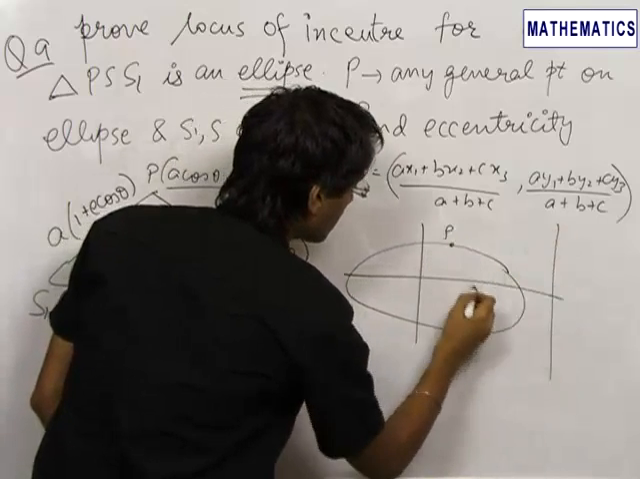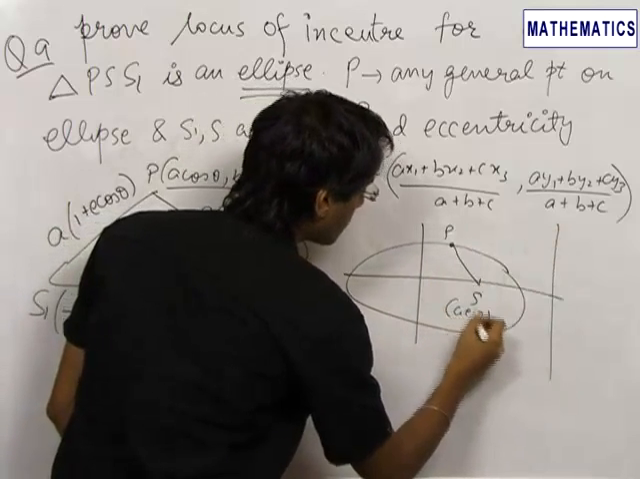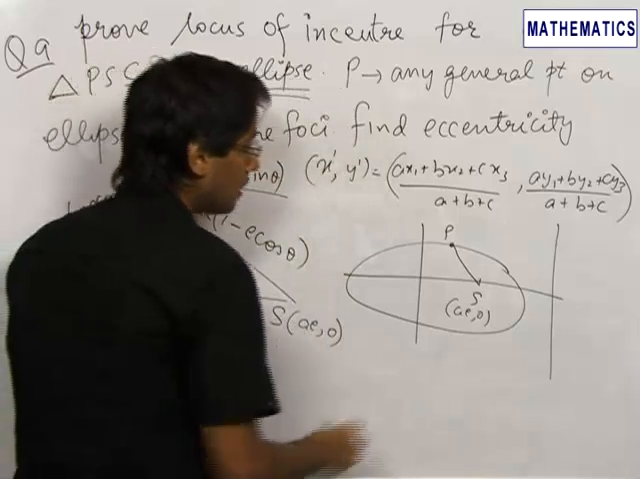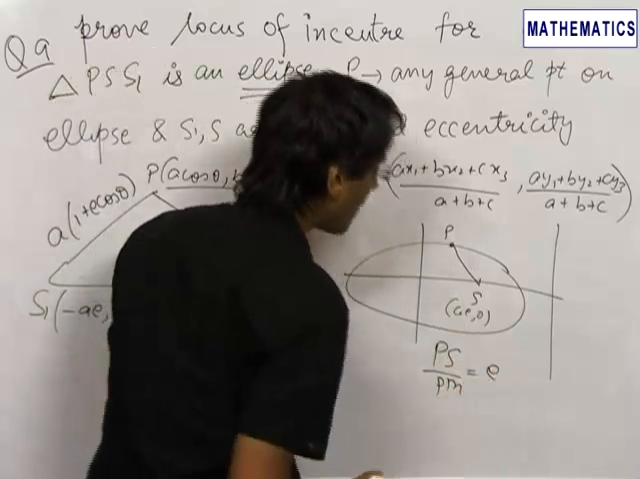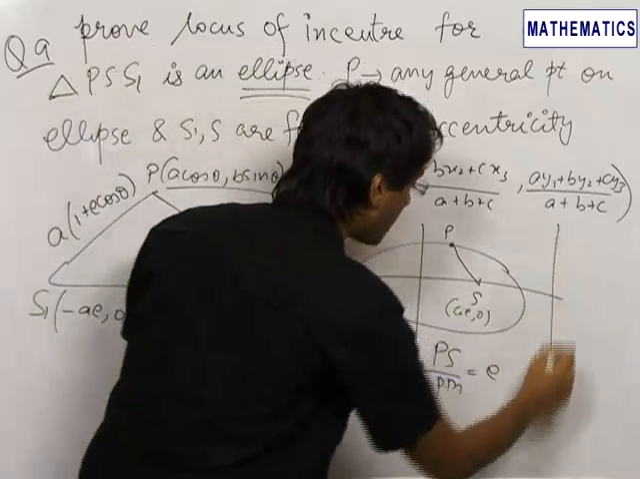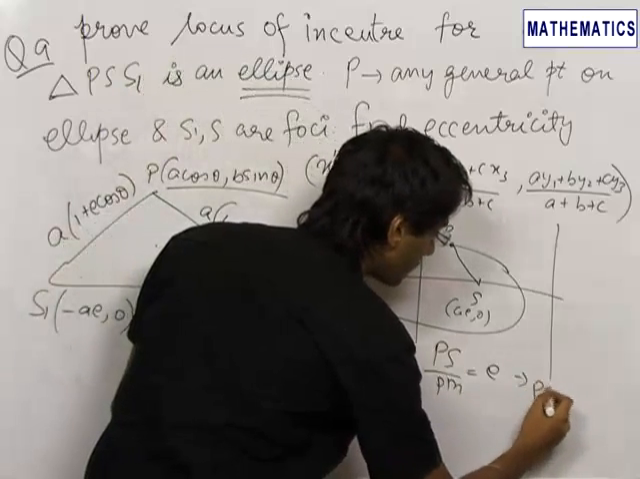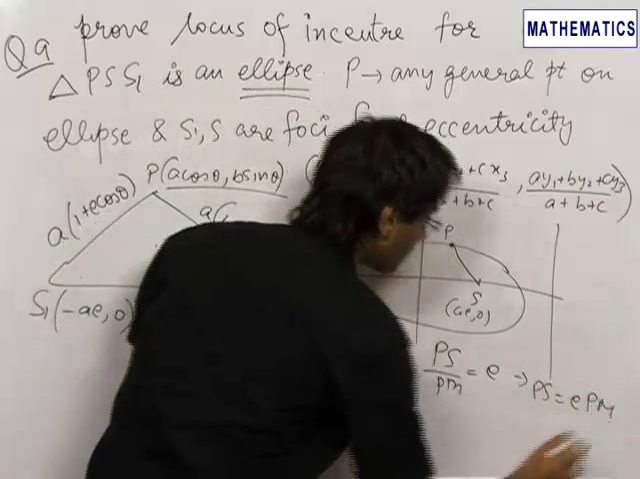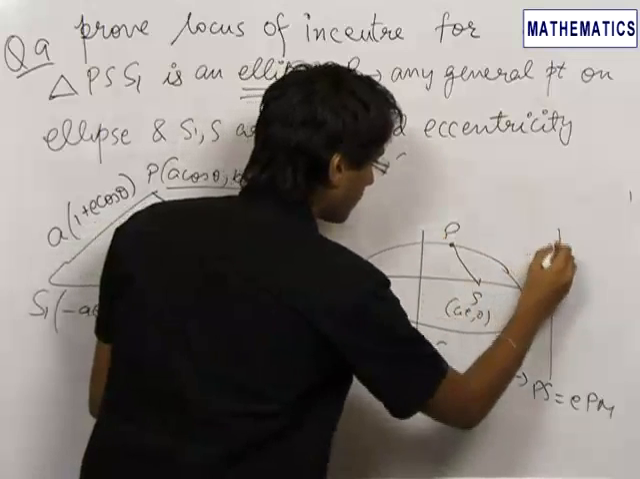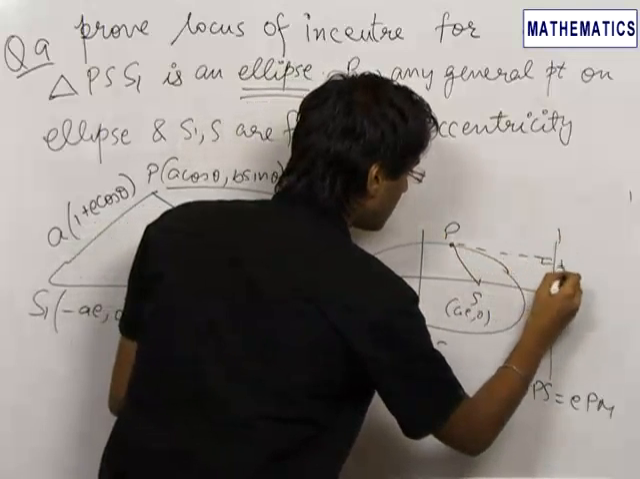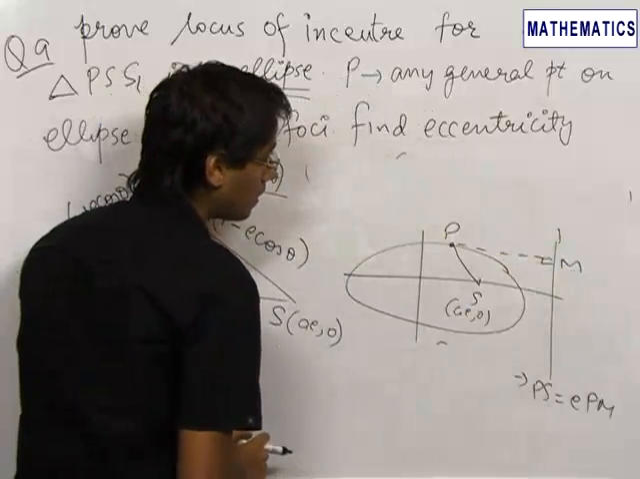If this is point P, this is S, which is equal to AE comma 0, this is a cos theta comma b sin theta, then PS upon PM is equal to E. This we know by the property of an ellipse. This is the directrix of the ellipse. So our PS will be equal to E times PM. Let us say this is the point M. So PS will be equal to E times PM.